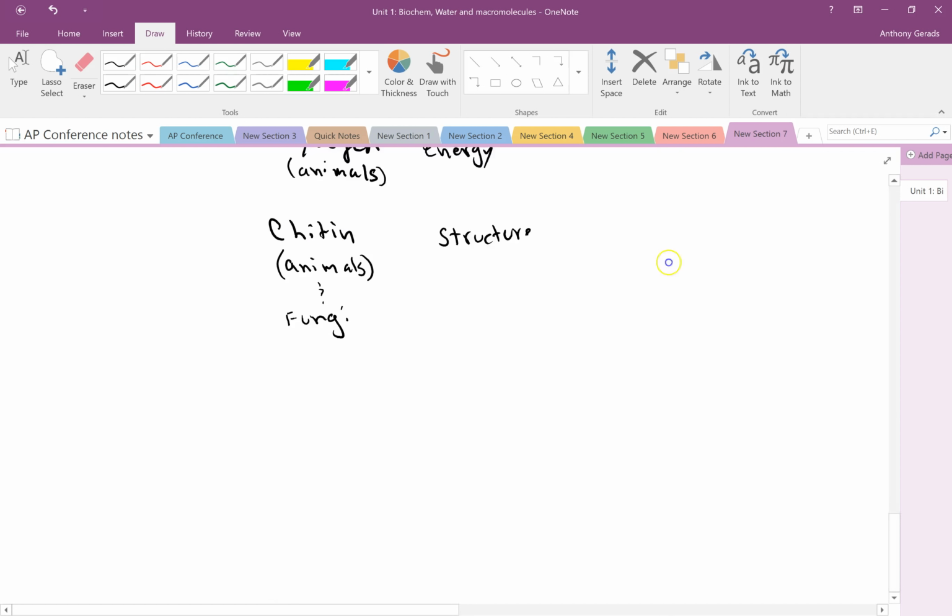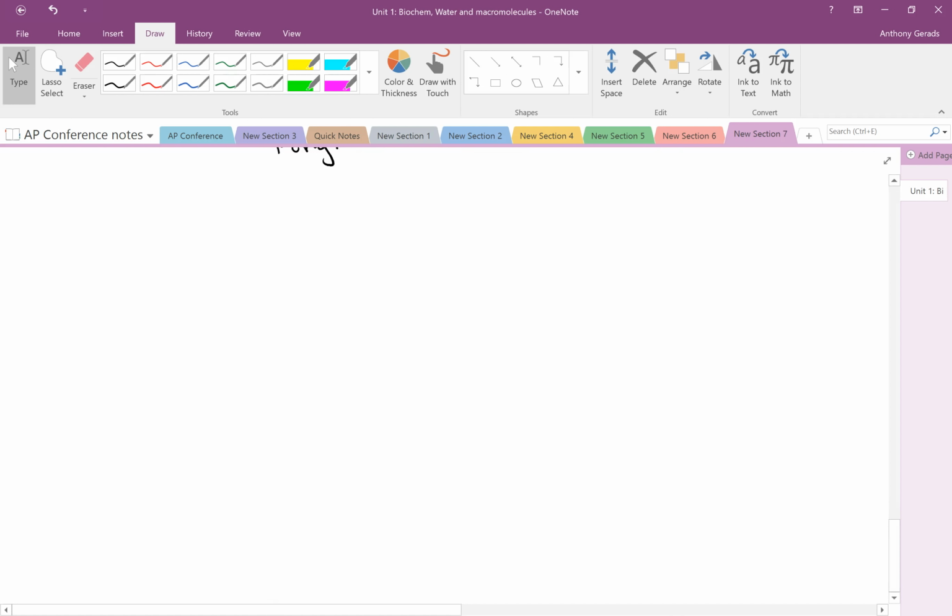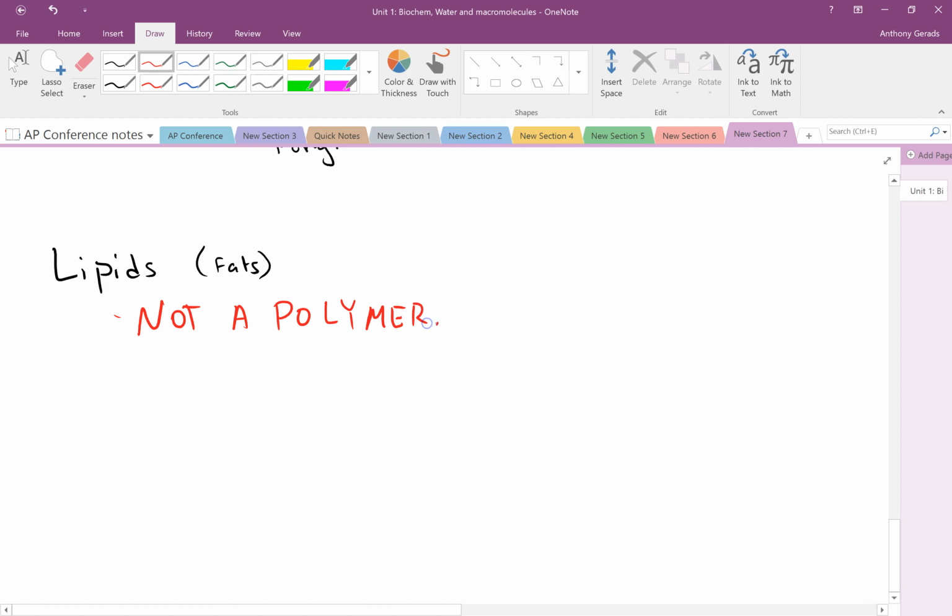All right. So that was carbohydrates. Now we've got to go into one of the longest ones: lipids, also known as fats. Biggest thing to know about lipids, they're not a polymer. Yes, I'm yelling this. That's why it's all in caps. Lipids are not a polymer. They're not made of a monomer.